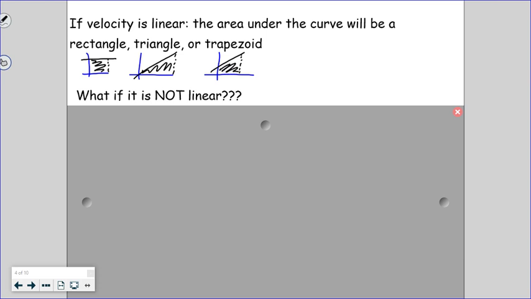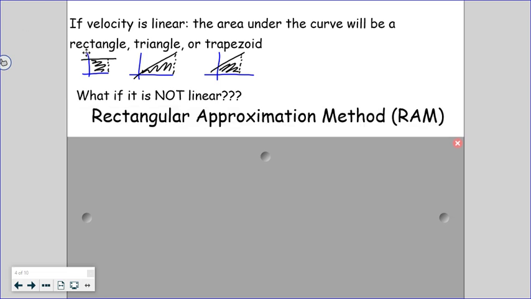But what if the velocity is not even a line at all? That's where then the calculus is going to come in a little bit more. That's really easy to do geometrically and maybe even faster to do geometrically. The next part is why calculus is used for this. What if it's not linear? We are going to use this thing that is called rectangular approximation method, abbreviated RAM. Okay? And what happens in the rectangular approximation method is that rectangles are drawn underneath the curve.